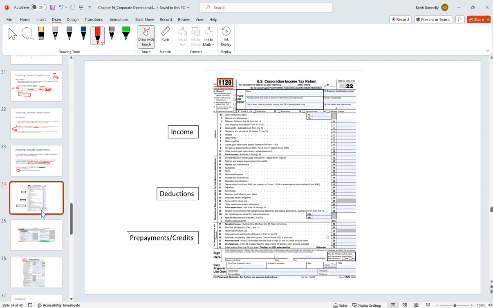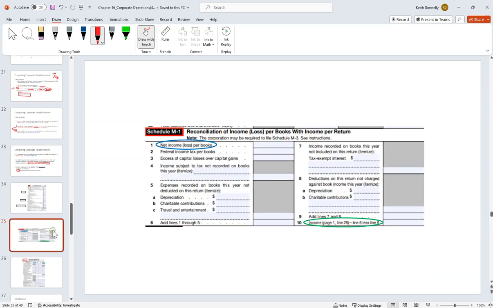So here's the 1120. Don't be deceived, it's a complex form. C Corp returns tend to be a lot harder than individual returns, but we're just doing the basics here. We're showing you the layout of it.